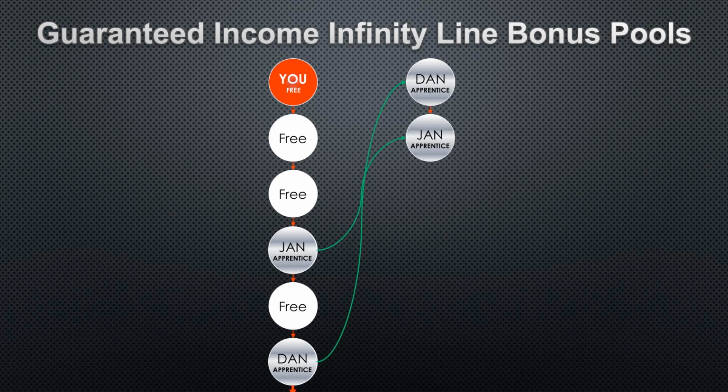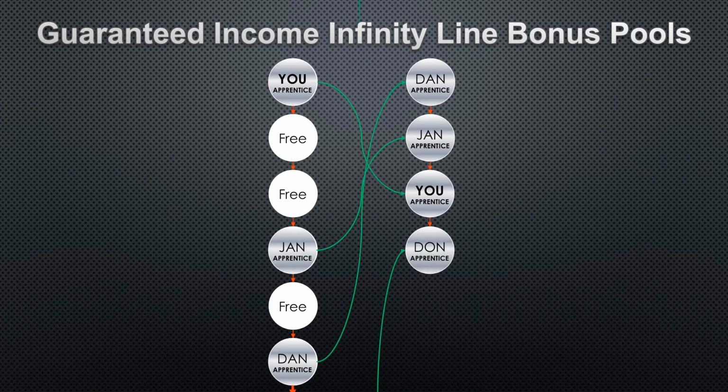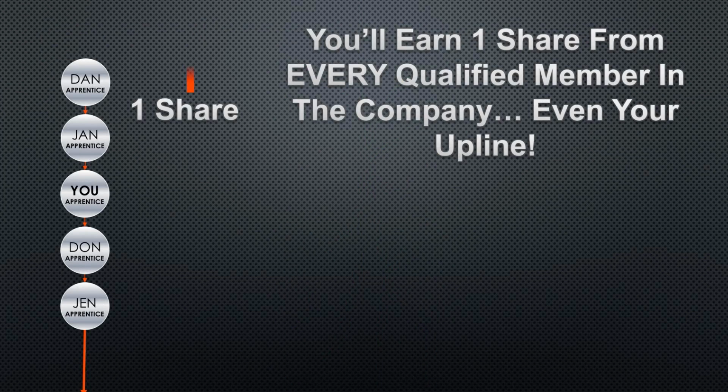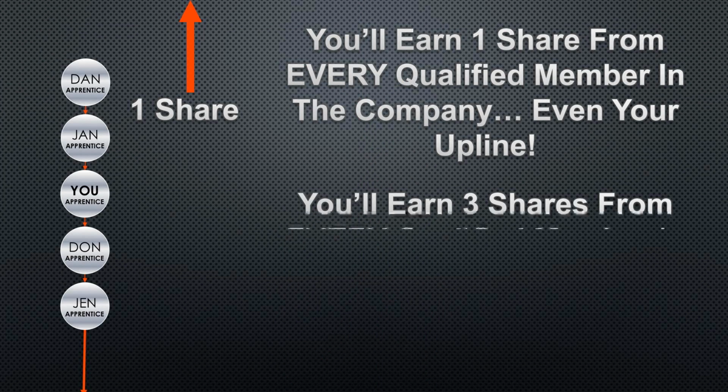It works the exact same way. Every single person in the company, whether they are above you, whether they've been in this entire time since I first thought of this product, or whether they joined 5 minutes ago, can qualify as an apprentice and move over into the apprentice infinity line. And at the point in which you qualify as an apprentice, you will move over into the apprentice infinity line and be guaranteed a check every single month for that bonus pool. Here's how it works, okay?